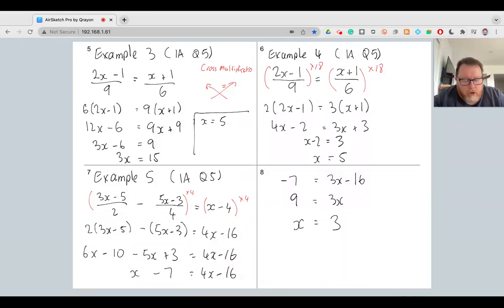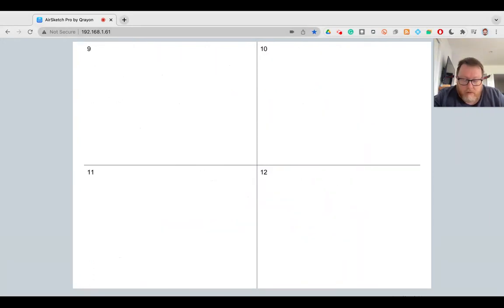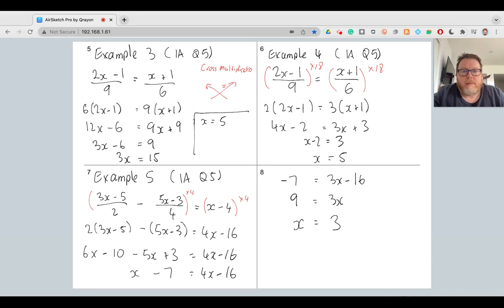If I had time, I'm not going to do it in this video because it will take a while, but I could substitute 3 for x here, here, and here, and make sure the left-hand side is the same as the right-hand side. And if it is, I know that I'm good to go. I think that's it for this video. Yep, I'll just check to make sure I didn't put any more examples down.